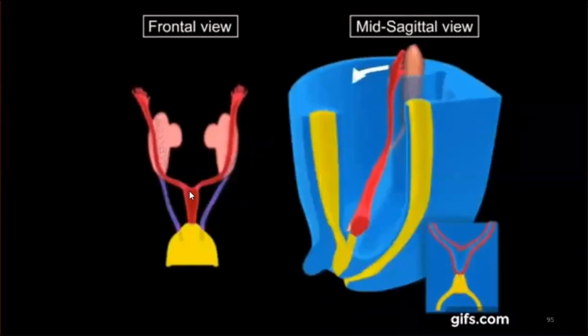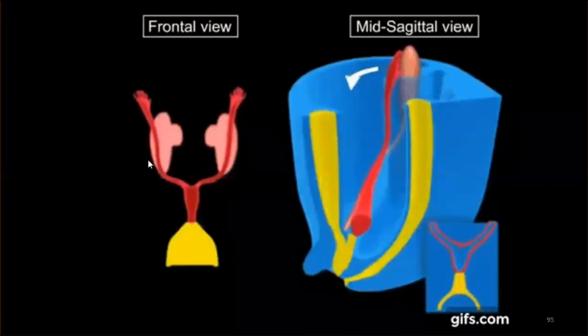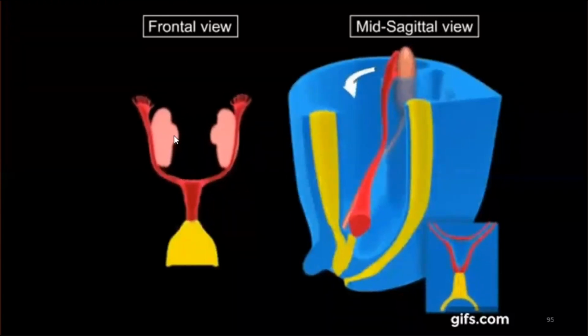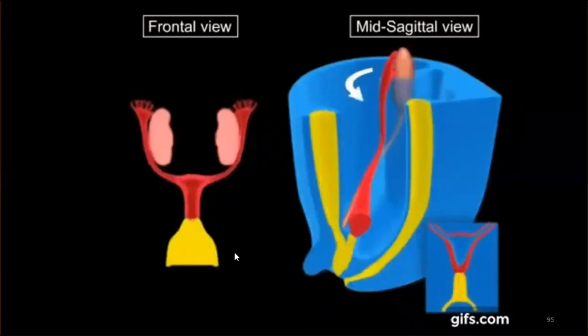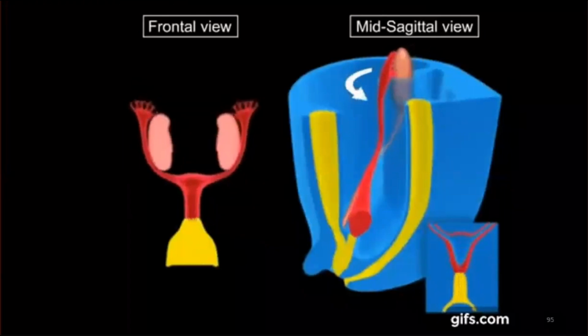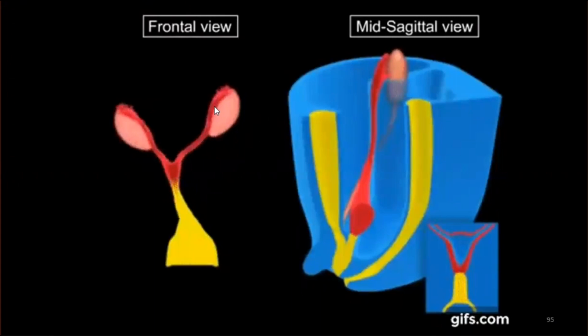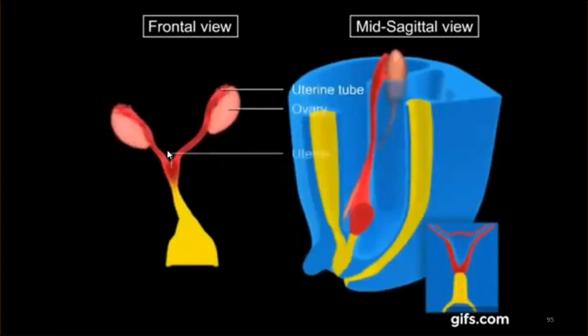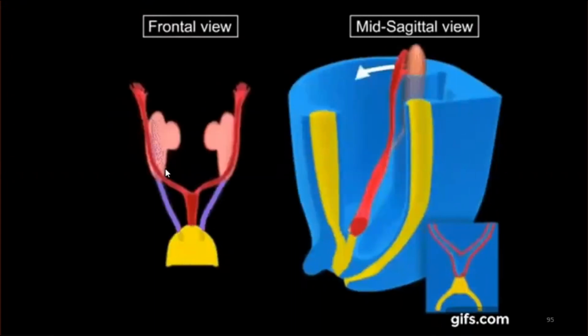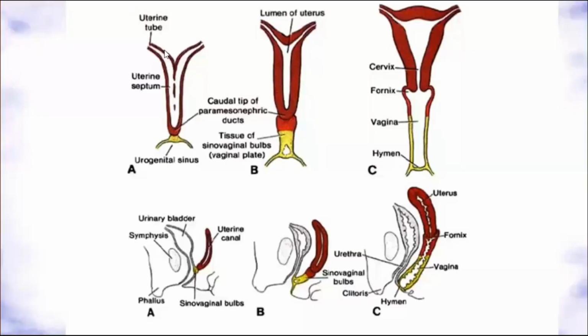And here we can see fusion of those ducts, formation of the uterus, fallopian tubes, and ovaries, and the development of this female reproductive tract. And ovaries achieve their final position, and here we can see the development of the female reproductive tract. And here we can see fusion of those ducts and formation of the lumen of uterus and two fallopian tubes. It's the development of this part.